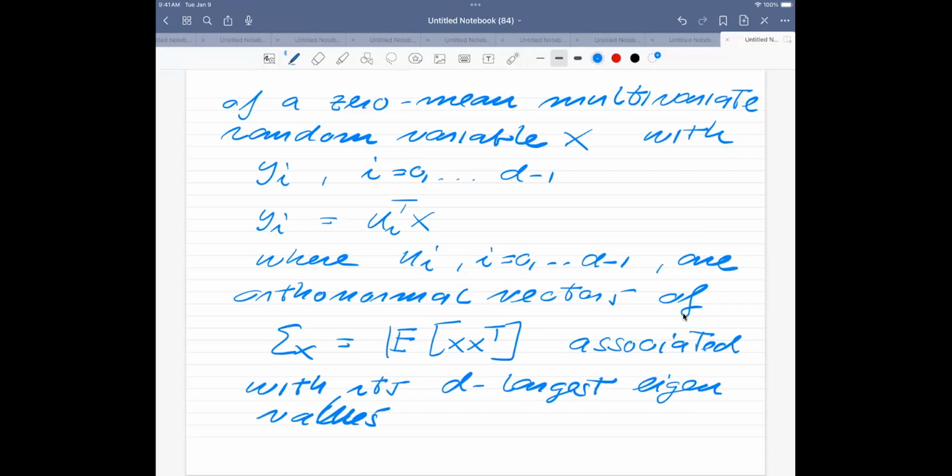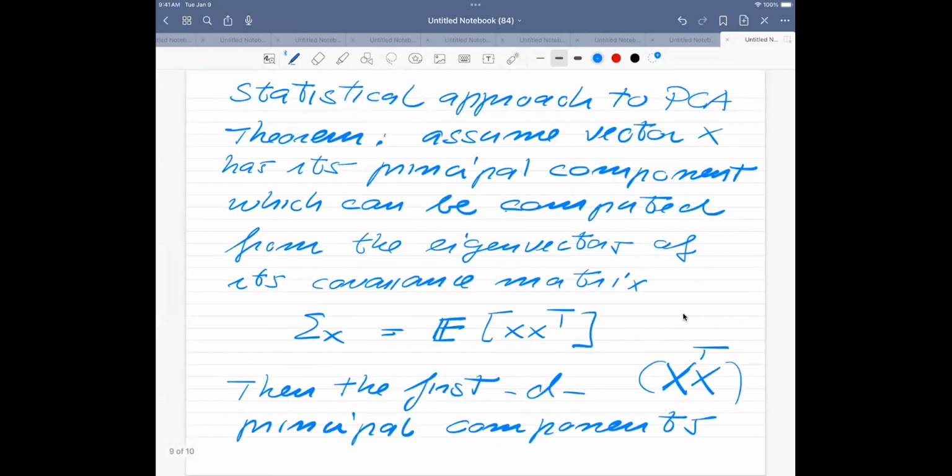And I just labeled these eigenvalues with a sigma of i. And this sigma of i is actually going to be the variance of this quantity y of i, which we defined earlier. And the assumption now is that there is such a set of vectors, which then optimizes my reconstruction error.